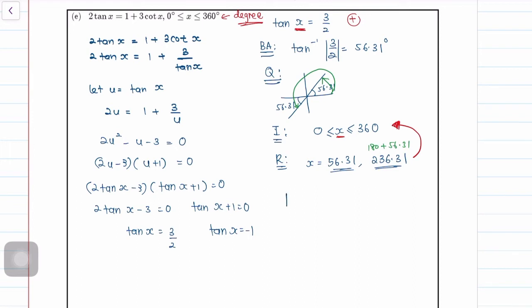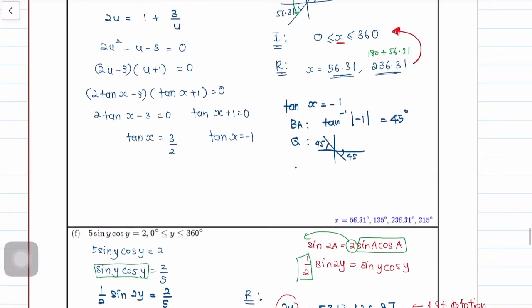Next, we look at tangent x equals to negative 1. So, as usual, basic angle: shift tangent negative 1, modulus, must use modulus. So, we have 45. Then, quadrant. Tangent is negative, so second quadrant and fourth quadrant. So, 45 and 45. Okay, so next, interval. The interval does not change because we have x here. So, the given interval is also x between 0 and 360.